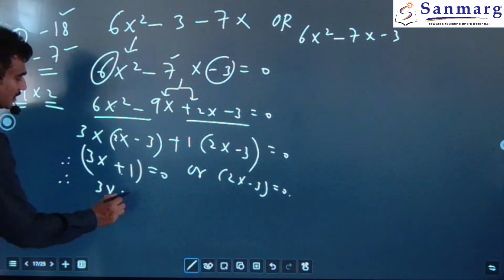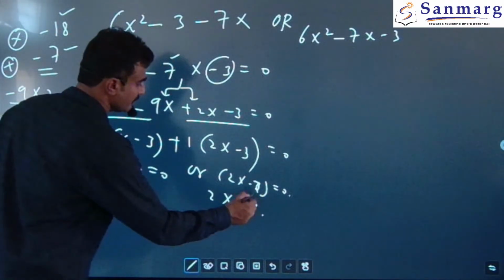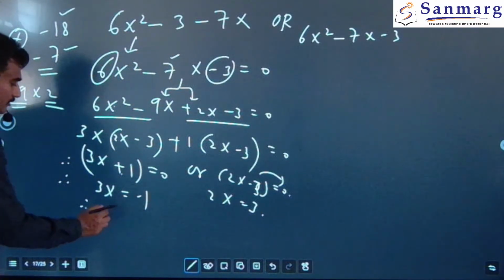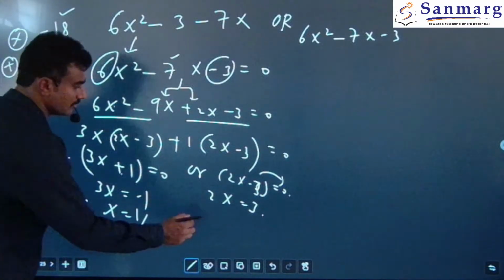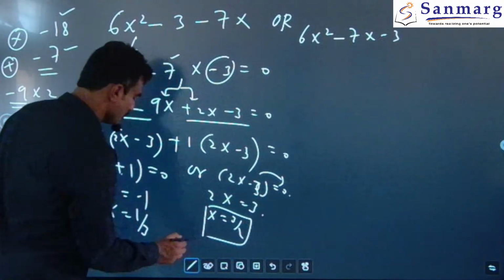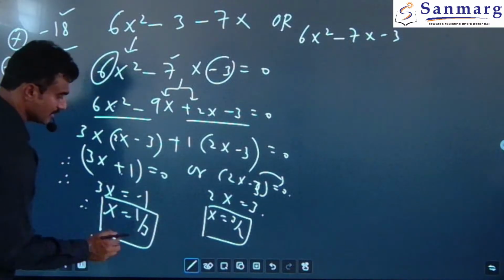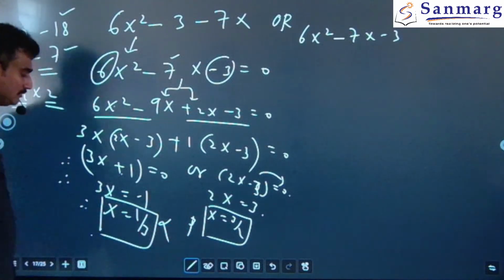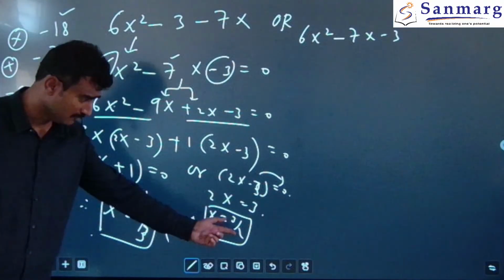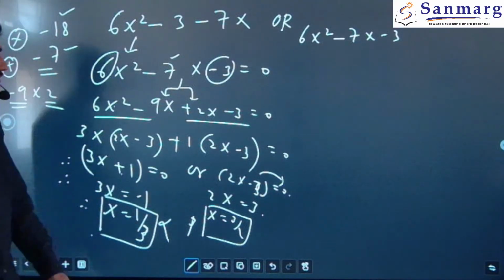Therefore 3x equal to minus 1, and here 2x is equal to plus 3. Minus 3, if we take on the right hand side, it will be 3. 2x equal to 3. Therefore the value of x can be minus 1 by 3 and 3 by 2. So we have got two zeros here. First we call it alpha, the second one we call beta. So the value of alpha is minus 1 by 3 and the value of beta is 3 by 2.